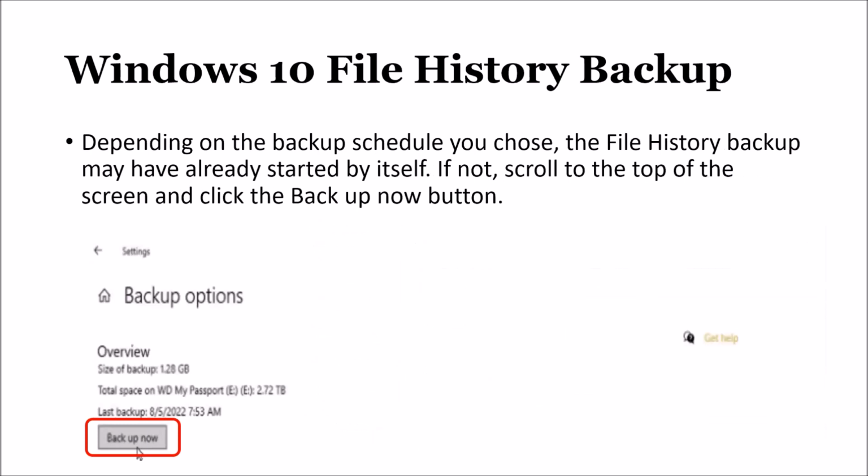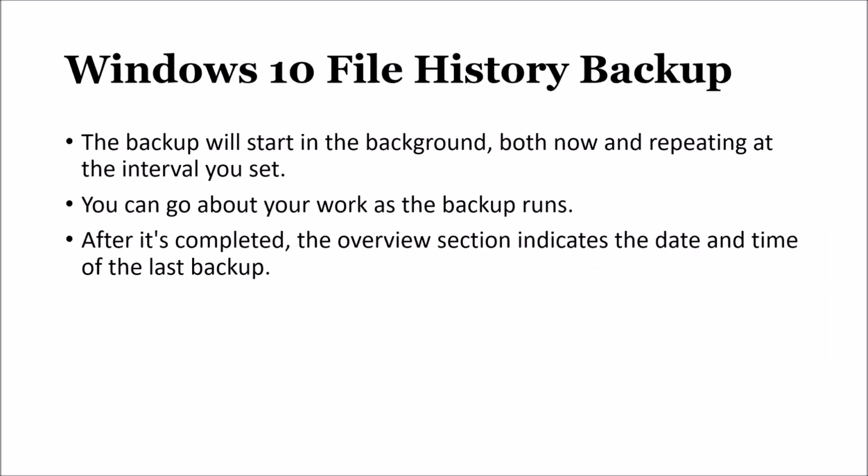Depending on the backup schedule you choose, the File History backup may already start by itself. If not, scroll to the top of the screen and click the Back up now button. The backup runs in the background, both now and repeating at the interval you set. You can go about your work as the backup runs. After it's completed, the overview section indicates the date and time of the last backup.